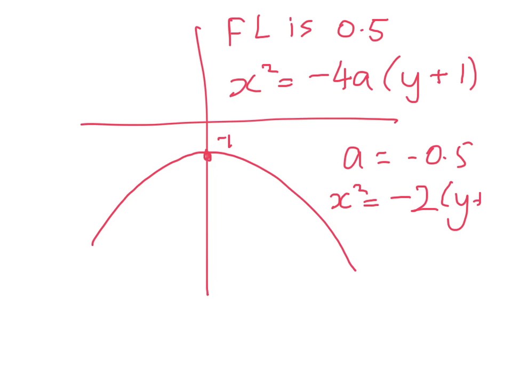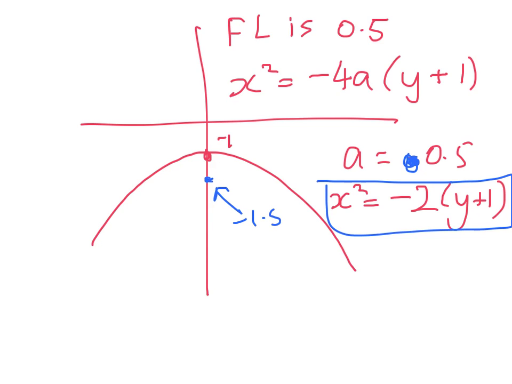times y plus 1. Now I've made a mistake in there. Hopefully you saw it. That a, the focal length, is 0.5, not -0.5. So just make sure you check your equation back that it makes sense. Right, so it's an x squared one, and it's a negative because it's downwards oriented. So where's the focus there? Well, the focal length is 0.5, so it's going to be 0.5 down here at -1.5.